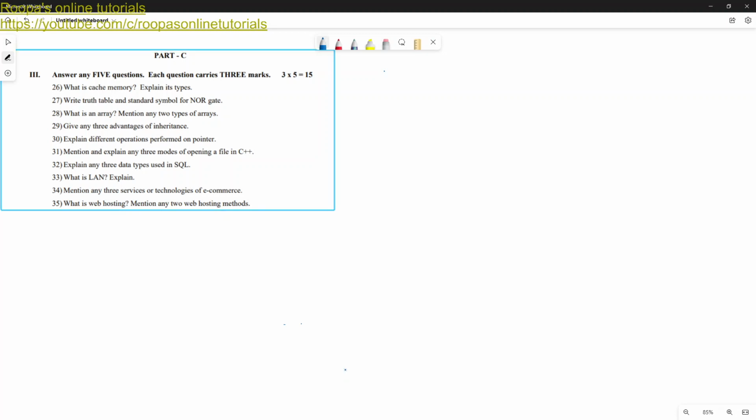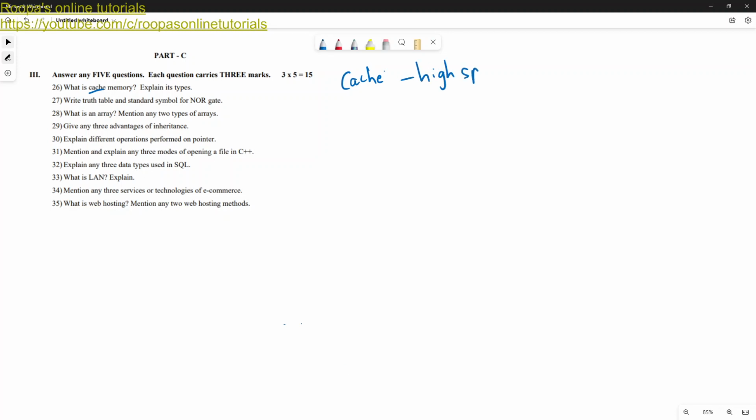What is cache memory, and explain its types. So what is cache memory? Cache memory is a high speed memory. Okay, cache memory, it's pronounced as cache. It is a high speed memory, and where is this memory placed? It is placed between the RAM and the CPU. So you need to write this definition: high speed memory, placed between the RAM and the CPU.